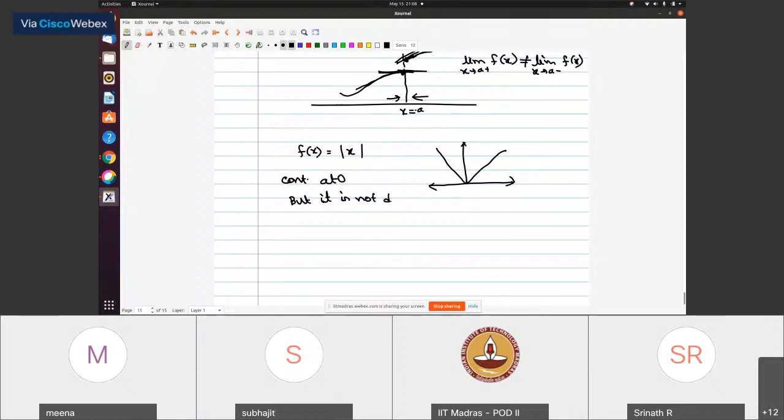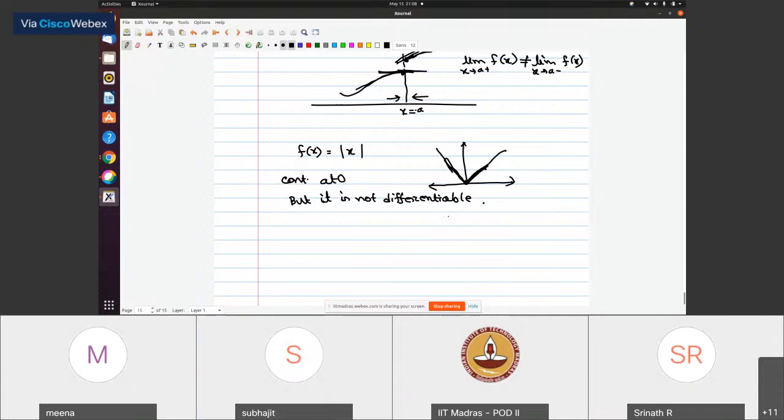But it is not differentiable, because it does not have a tangent at zero. Yeah, exactly. Because when we come from this part, the slope of the tangent will be like this. When we are coming from this portion, the slope of the tangent will be different. So at 0, the slope does not match. So the tangent cannot exist at that point, so the function is not differentiable at that point.